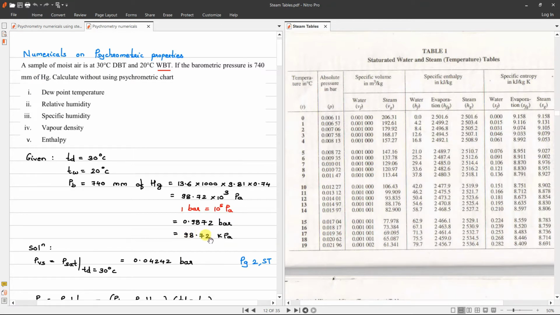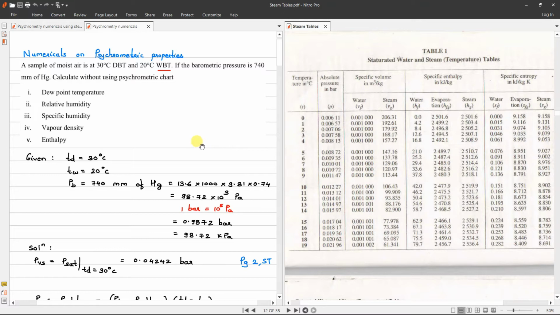So it is slightly less. If you try to plot this on the psychrometric chart, there will be variation in the answer, because the psychrometric chart is plotted for 101.325 kilopascal. So that is also one of the reasons why we are using the steam table over here, because the psychrometric chart is plotted for atmospheric pressure, and here the pressure is different. It is given in the question. So we'll start with the numerical.